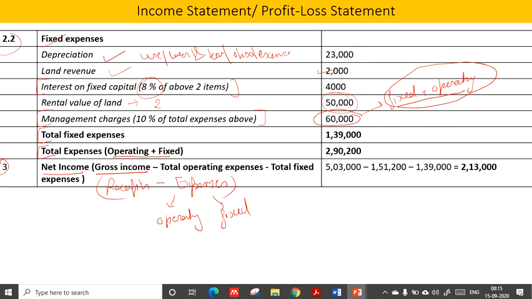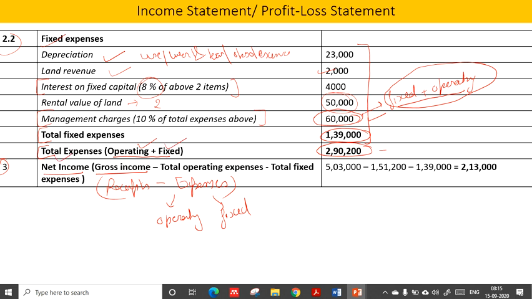Let's say these are just hypothetical values, don't go with why this sum is not matching and these kind of things. You don't need to worry about it. So this will be 60,000 rupees. Total fixed expenses become 1,39,000 rupees, and total expenses become 2,90,200 rupees. That is operating plus fixed.